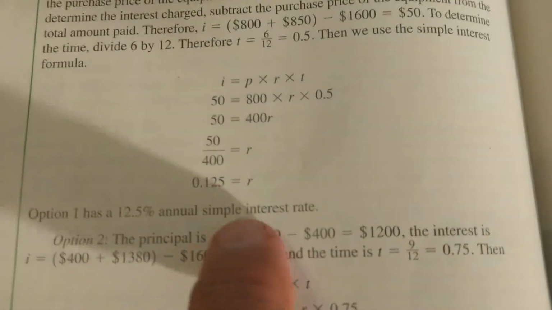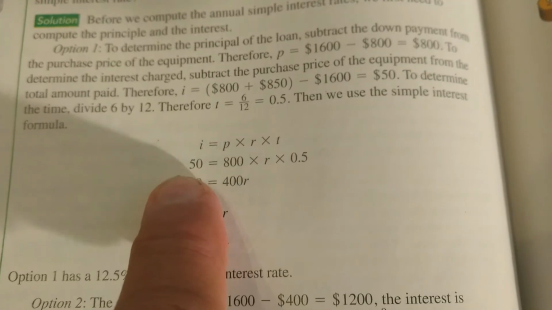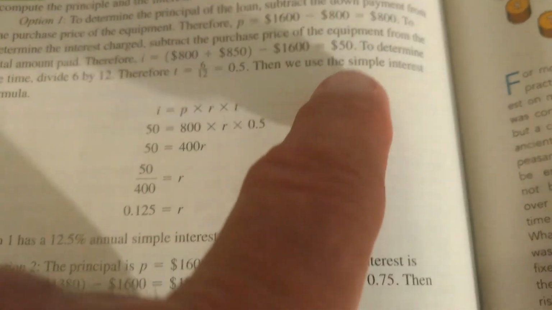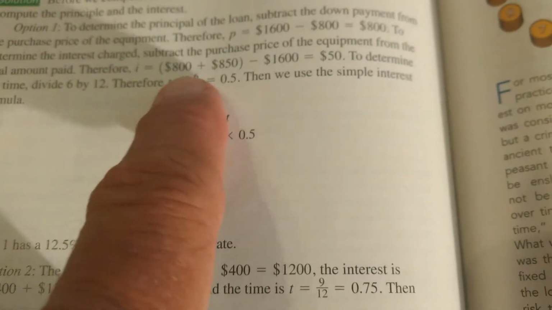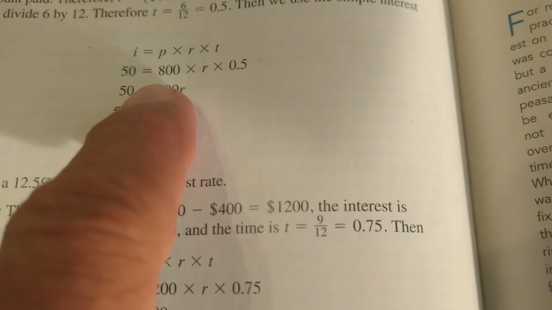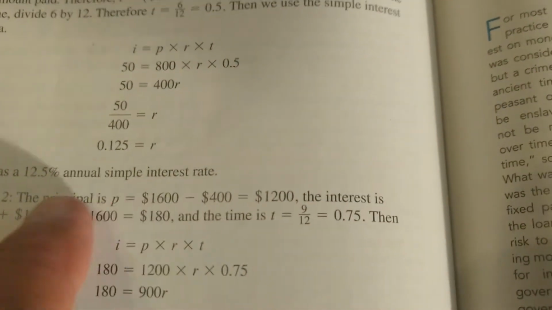So what we do is we use our formula. There's the 50, which is the interest that he's paying, because if you take 800 and 850, he's paying $50 interest. Here's the initial, or the principal. Here's the interest rate. Do the math. This is 12.5%.